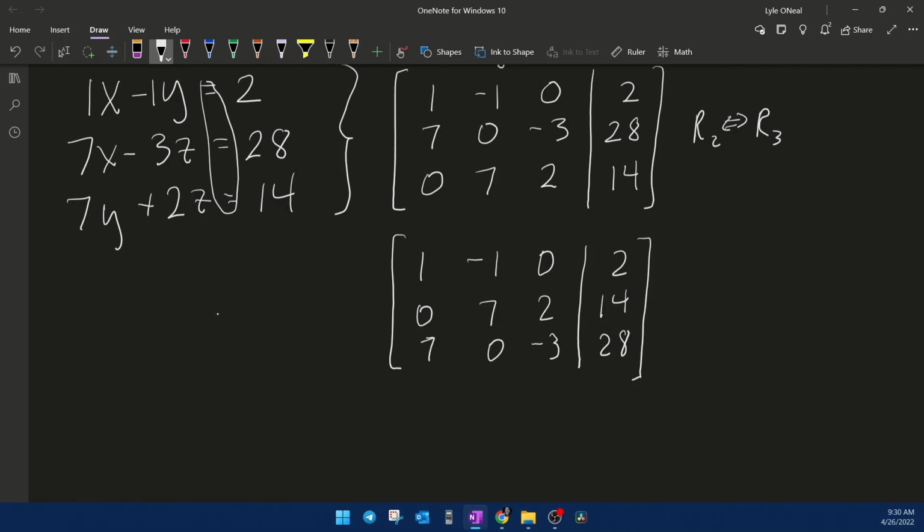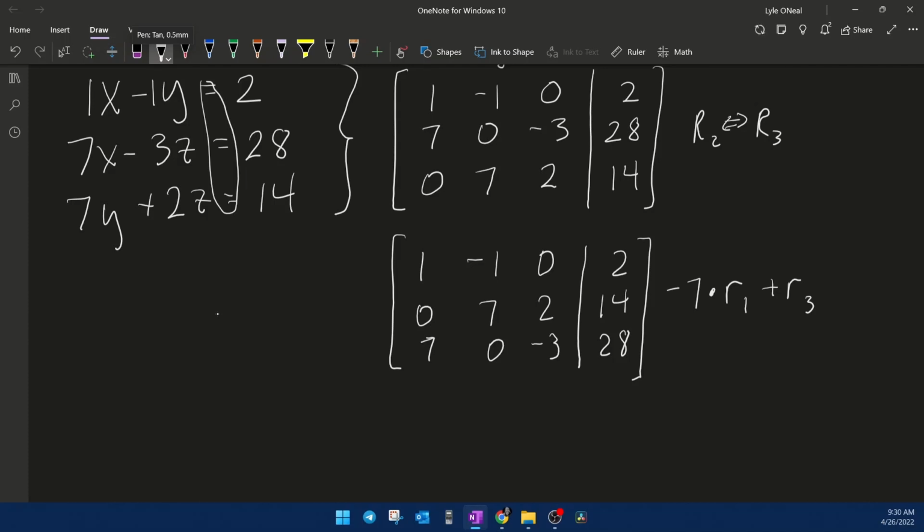The next thing that I need to do is I need to get this 7 to become a 0. And the way we're going to do that is with a row operation called row multiplication with addition. In other words, we want to replace row 3 with a new and improved row 3 where we have a 0 instead of a 7. So how are we going to achieve that objective? Well, we're going to multiply row 1 by -7 and add it to row 3.